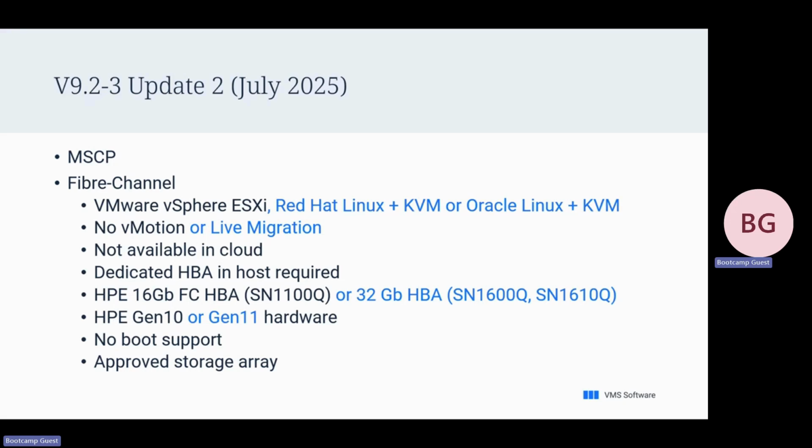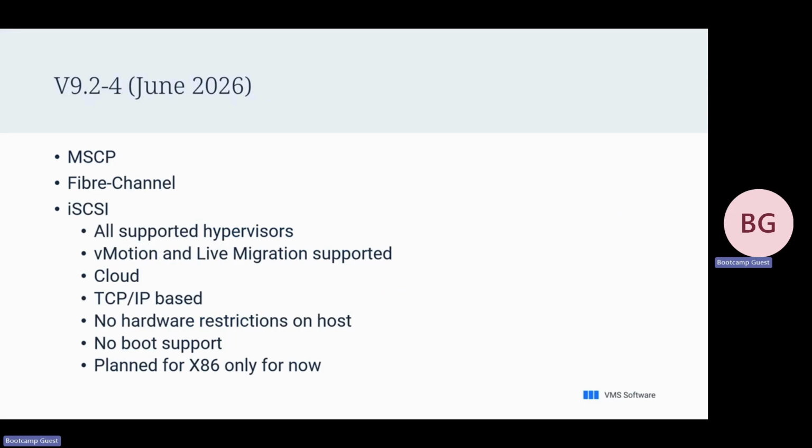Now, what we're really working towards, and this is why we're only supporting these very specific HBAs and not doing a lot of driver development for other fiber channel cards, is that with version 9.2.4 of OpenVMS, we want to support a storage protocol called iSCSI. And iSCSI is SCSI over TCP/IP. So fiber channel is SCSI over fiber optic cables, but it's still dedicated hardware. iSCSI is SCSI that runs on top of the standard network stack.